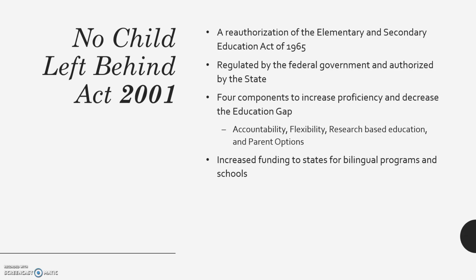And finally, the No Child Left Behind Act of 2001. It wasn't enacted until 2002, but it was a reauthorization of the Elementary and Secondary Education Act of 1965. It was regulated by the federal government and authorized by the state. There were 4 components to increase proficiency and decrease the education gap. These 4 components were accountability, flexibility, research-based education, and parent options.